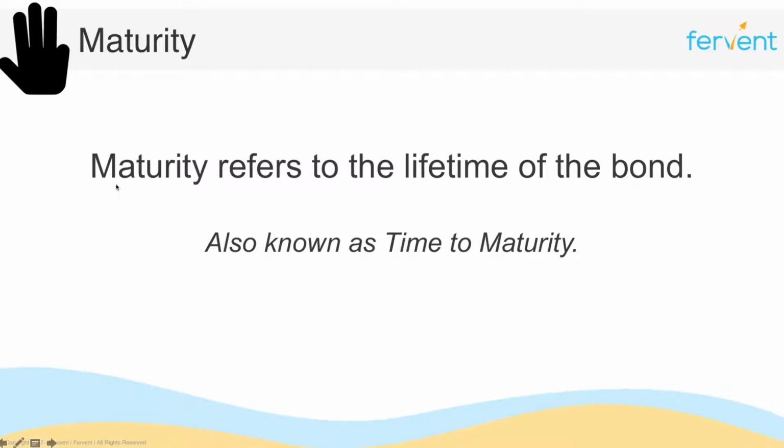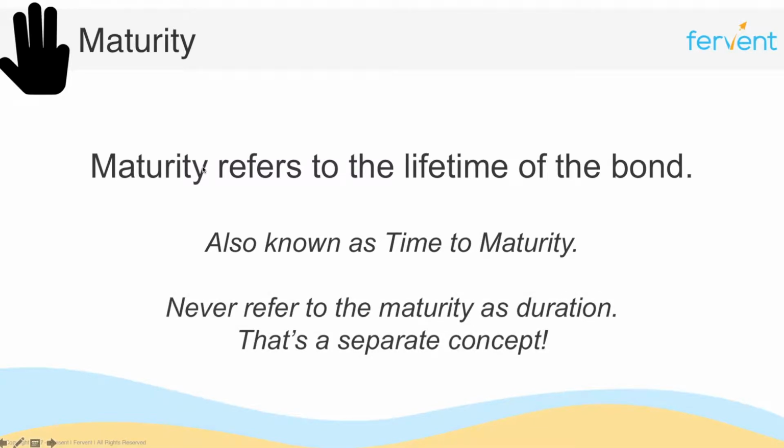Now, it's tempting to also describe this as the duration of the bond, but please do not do that, as that's a totally different concept. So the maturity is the lifetime of the bond, it's how long the bond will last for, and it's the date or year when you'll earn the par value.